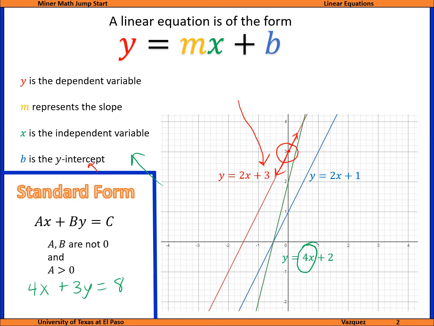So that's still a linear equation. It does not fit in the form y equals mx plus b because it's of the form ax plus by equals c. In other words, it's in standard form. Now, can we make it look like y equals mx plus b? Absolutely, right? They're both lines. So we can transform one to the other.